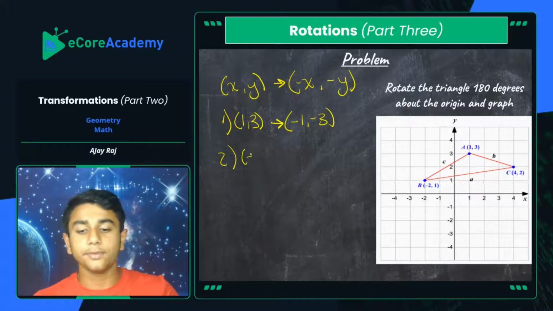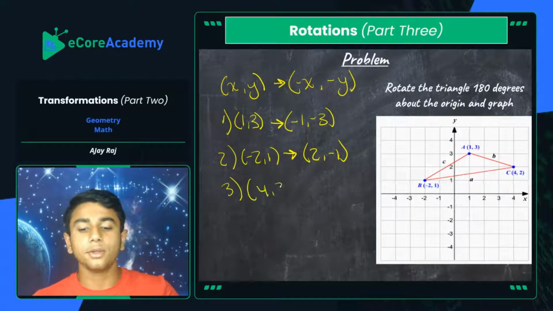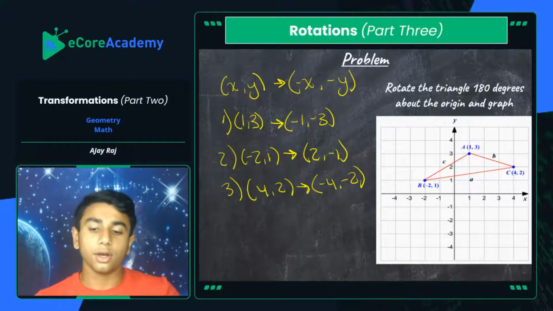And then for point negative 2 comma 1, we're going to add a negative value to each one of those coordinates, and we're going to get 2 comma negative 1. And finally, for our third coordinate, we're going to get 4 comma 2, and then add the inverse of each and every coordinate point to get negative 4 comma negative 2.